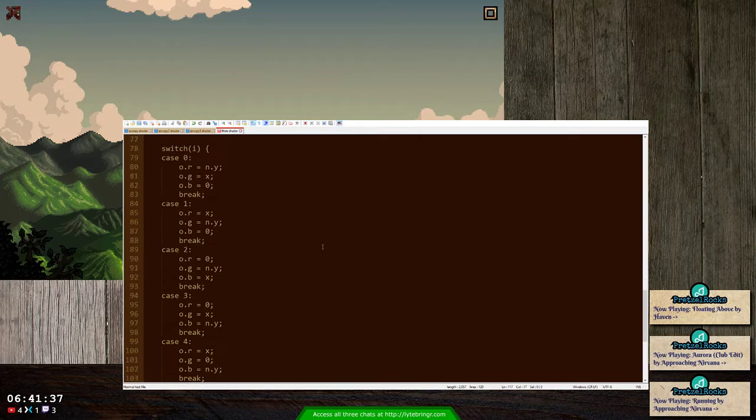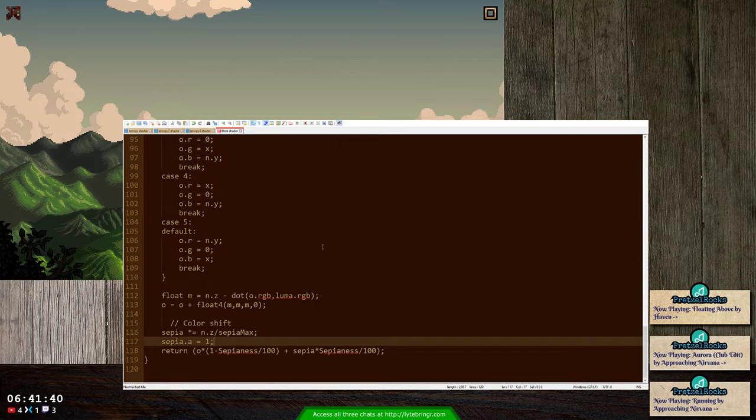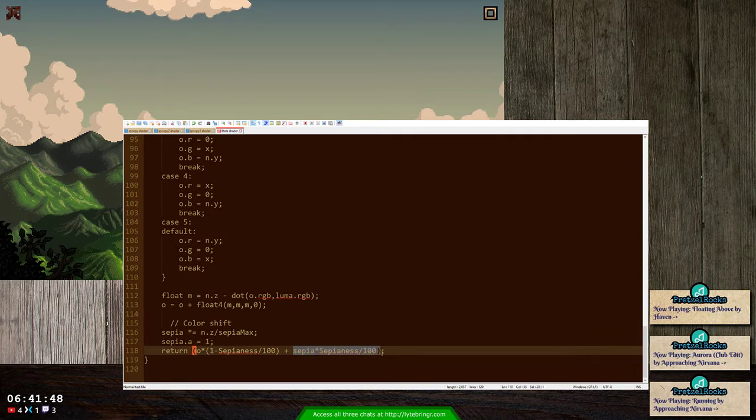And even if you did, it would end up being probably computationally equivalent, if not worse. This way, it's at least understandable that you take a certain percentage of the sepia, and then the rest of it is the other one, and you just add them together. Easy peasy.